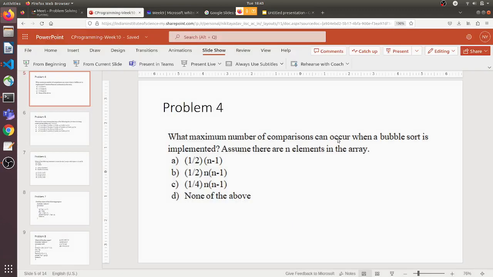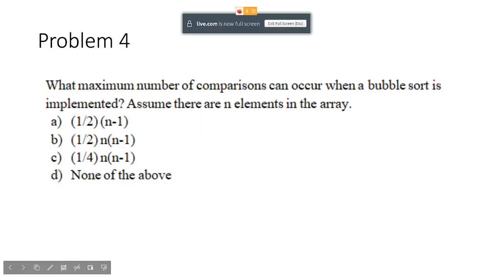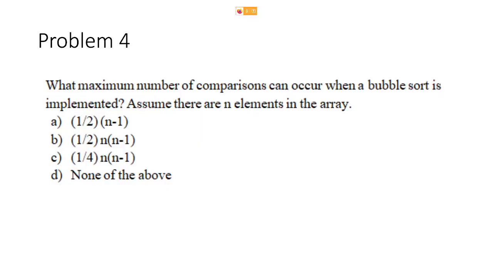What is the maximum number of comparisons that can occur when a bubble sort is implemented? And assume there are n elements in the array. So the second option is n into n minus 1 divided by 2. So B is your correct option. Is there any doubt in the explanation or the question? Okay, I am assuming that there is no doubt. So option B is correct here.